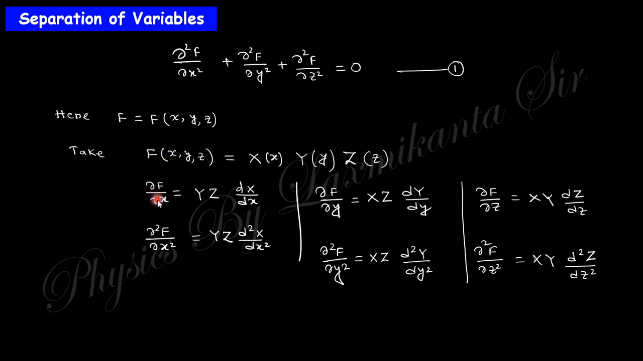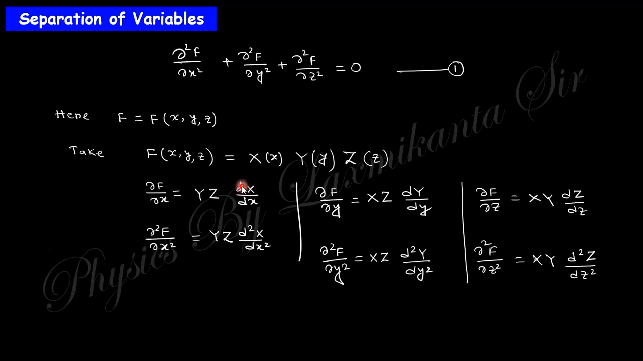Now take the partial derivative. If you take this partial derivative with respect to x, you can see here that Y is a function of y and Z is a function of z. So these are constants with respect to x. That's why this is a constant and this will be the derivative. Because this is a function of only x, that's why we take this as dX/dx. Clear? d of capital X, d of small x.